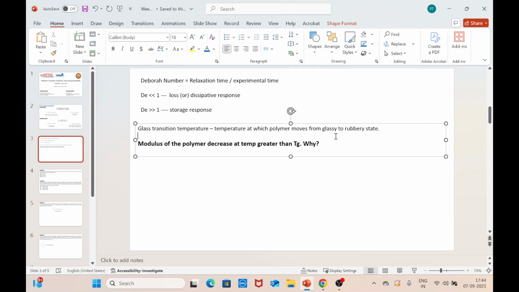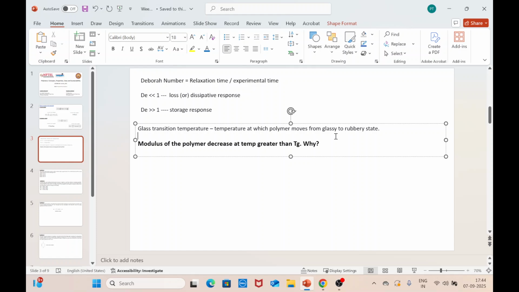Let's move on to the other kind of phenomena that will be observed in case of polymers. So glass transition in polymers is only one of the aspects. Apart from glass transition, if you heat the polymers beyond the glass transition temperature, you can witness other types of behaviors in polymers.